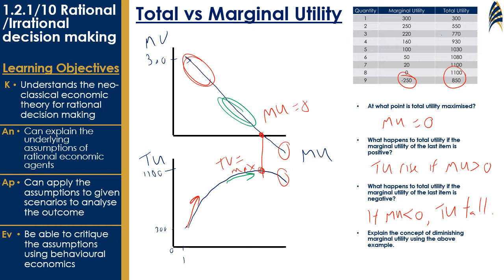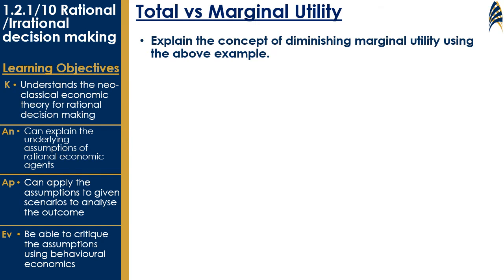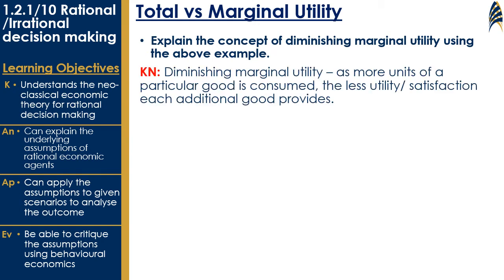Explain the concept of diminishing marginal utility using the above example. Well, I'm not sure what the above example is actually, but I think on the next slide there's a really good example. Hang on a sec, I'll go to the next slide. Yeah, Miss Fiji Waller's got this really good example here. Diminishing marginal utility: as more units of a particular good are consumed, the less utility or satisfaction each additional good provides. That's essentially what you've seen in the data.